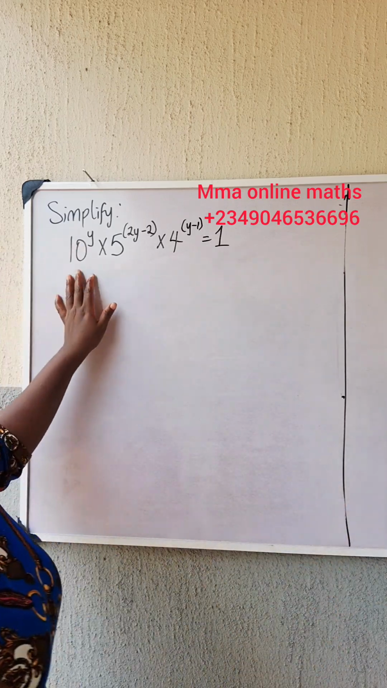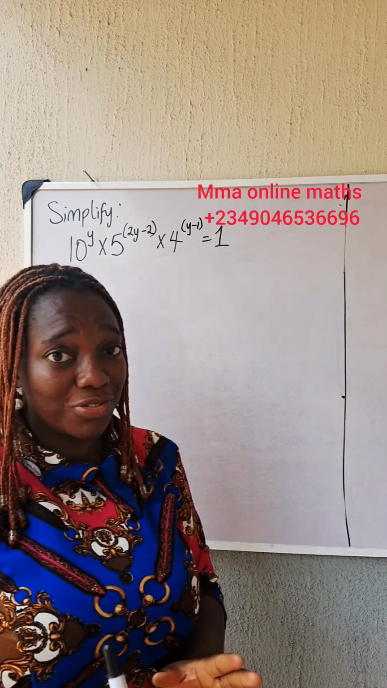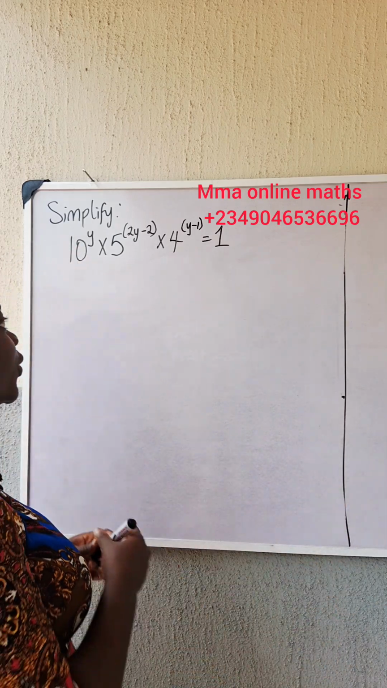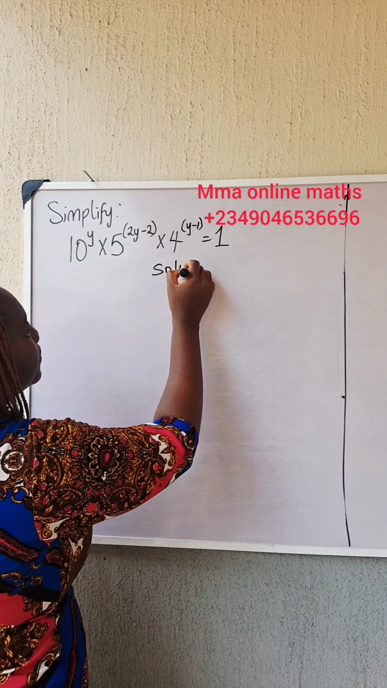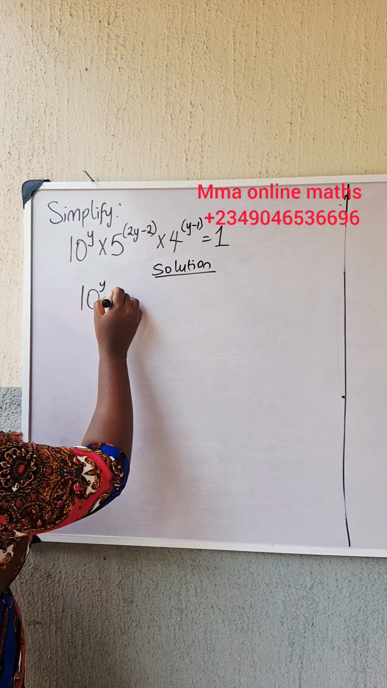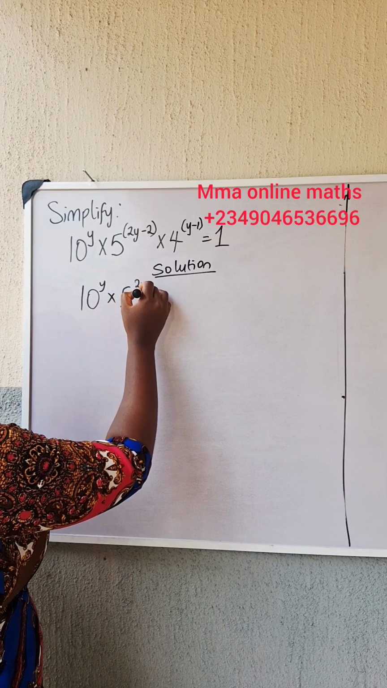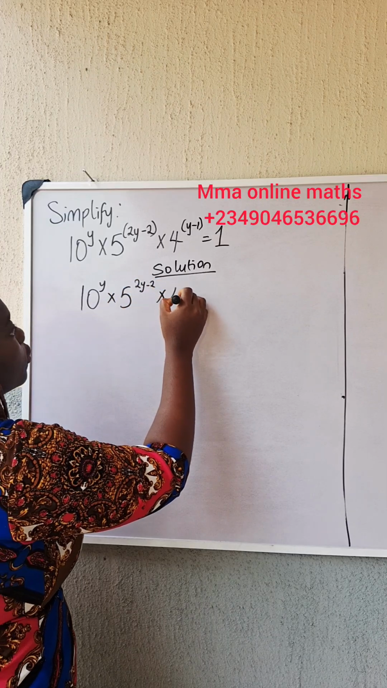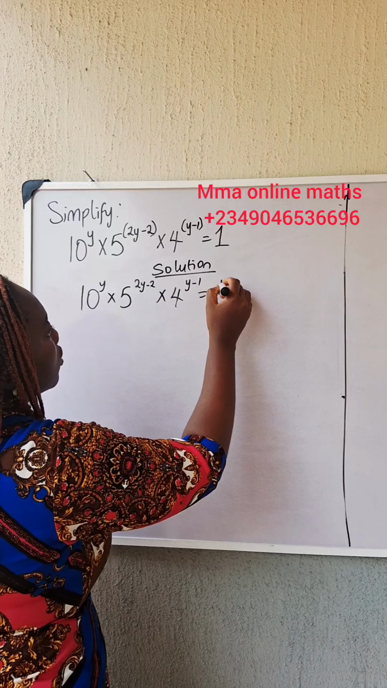The first thing that came to your mind when you saw this question is that laws of indices will not work. Now let me prove you wrong. We write the solution. We have 10 raised to power y times 5 raised to power 2y minus 2 times 4 raised to power y minus 1 equal to 1.